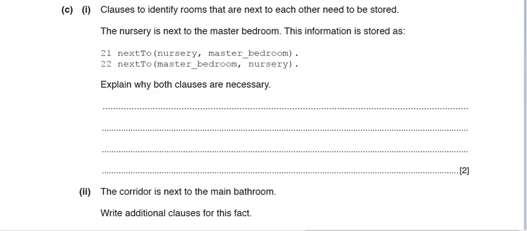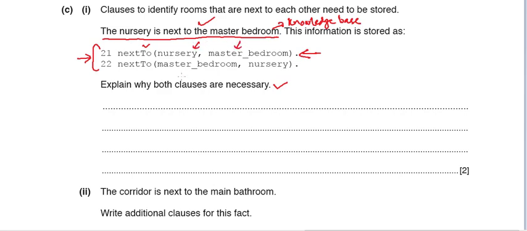In this part he says that we need to include the information that the nursery is next to the master bedroom in our knowledge base. He has shown the two clauses, and these two clauses need to be added to our knowledge base to show this information. So what he's asking is, why are both the clauses necessary? Why can't we do with this single clause which says next_to, nursery, comma, master bedroom? Why do we have to write it the other way around also, with the arguments in the other order? Here it says nursery first and master bedroom second, and here it says master bedroom first and nursery second. Why are both of these clauses necessary?